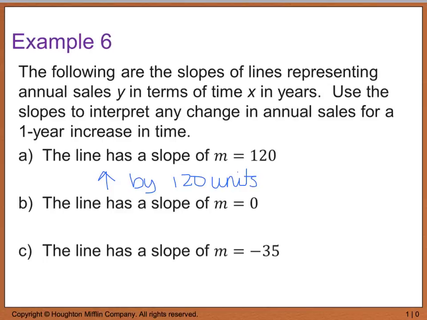And because it's on a yearly basis, we'll say per year. Part B, where we have a line that has a slope of m equals 0, well, a slope of 0 means that I have no increase and no decrease. So this means that I have no change in sales. I did the same thing this year as I did last year, so there's no change in sales.